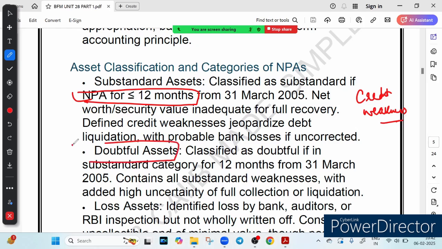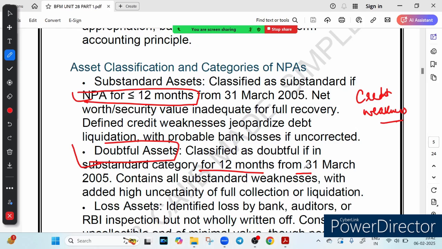Now let's talk about the doubtful asset. If a loan remains in the substandard category for more than 12 months, with an ever lower chance of full recovery, then it becomes a doubtful asset. So at this stage, what has happened?